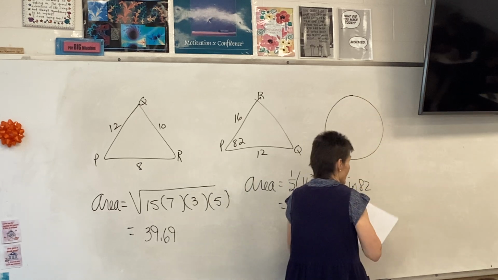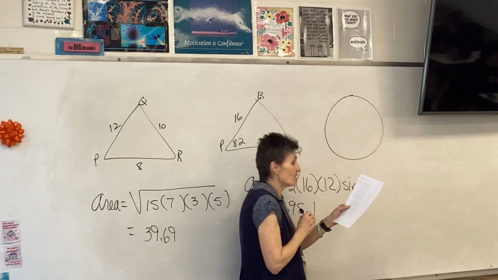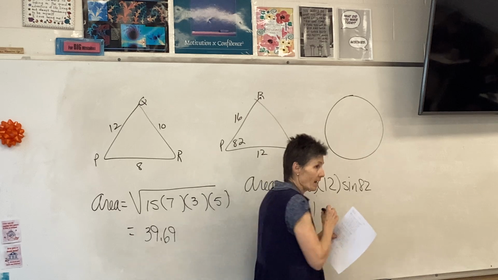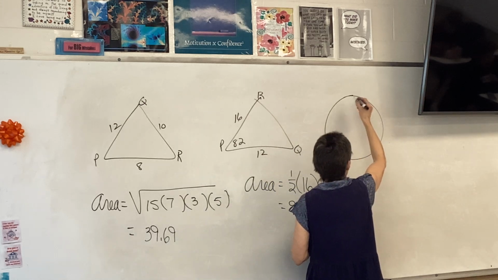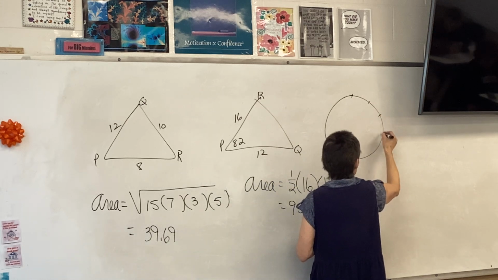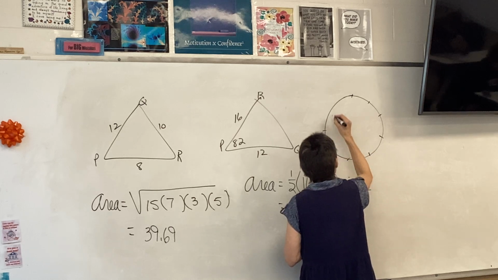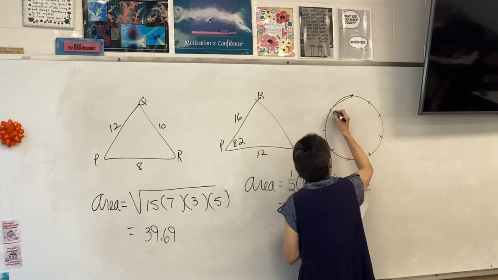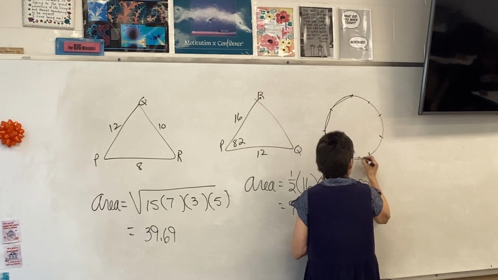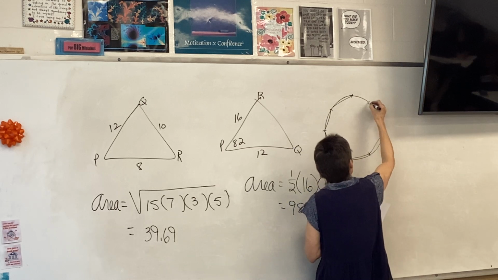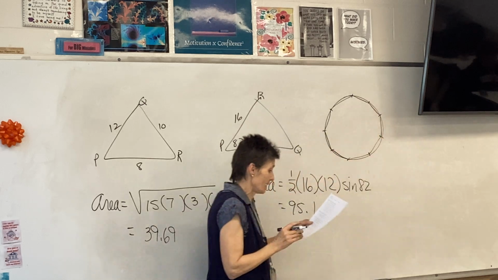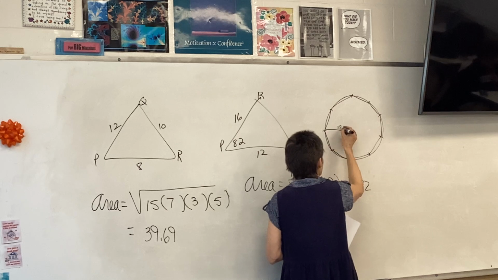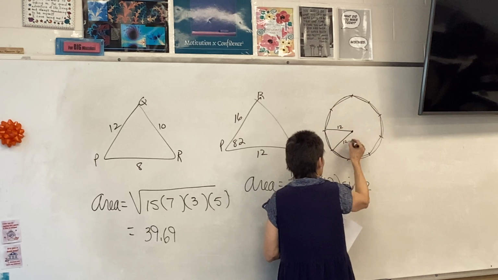Number 3. I have a regular nonagon. 9 sides. So I'm going to draw my circle and then 1, 2, 3, 4, 5, 6, 7, 8, 9 hash marks. Connect them. And there is my regular nonagon inscribed in a circle with a radius of 12.